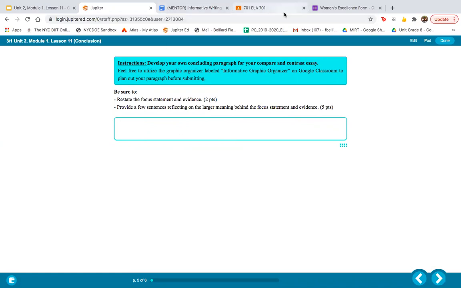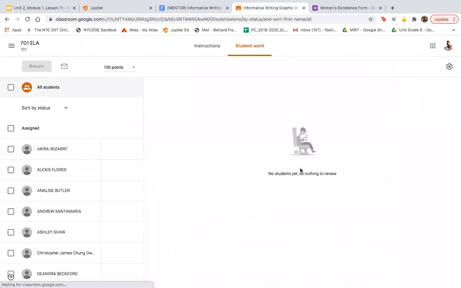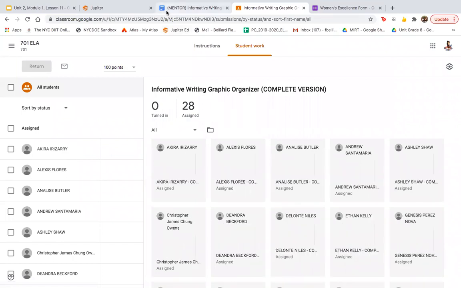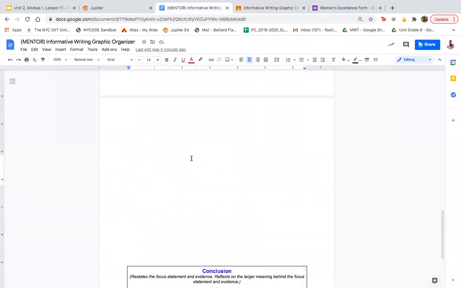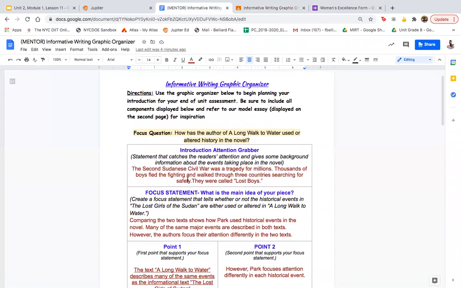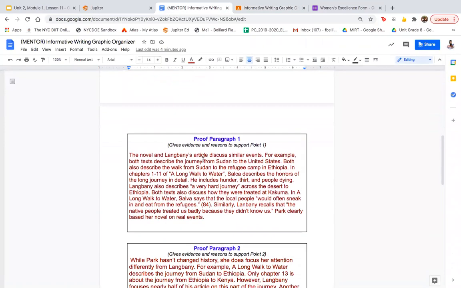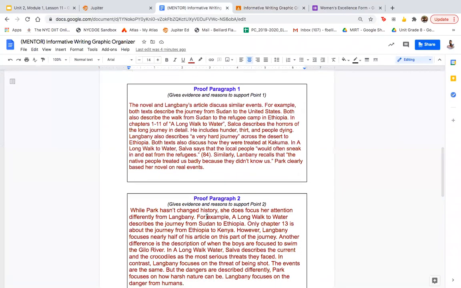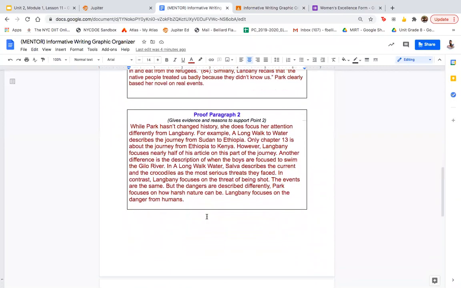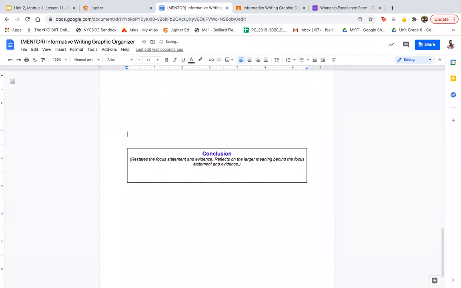I'm going to go to Google Classroom and press the assignment on February 21st, Informative Graphic Organizer. I'm going to click that and open mine. So this is my informative graphic organizer. As you can see, I did my introduction like you guys, I did my focus statement, I did my point 1 and 2, my two body paragraphs. Now I'm scrolling down and I'm going to move on to doing my conclusion.